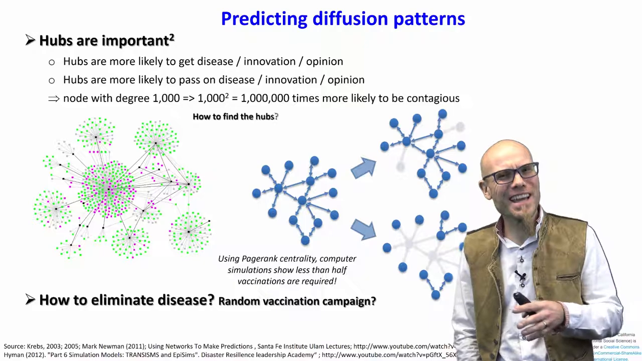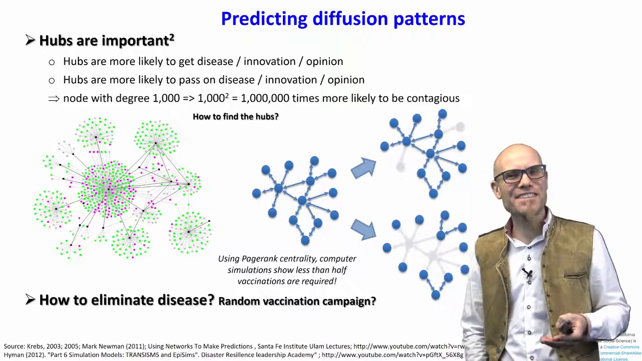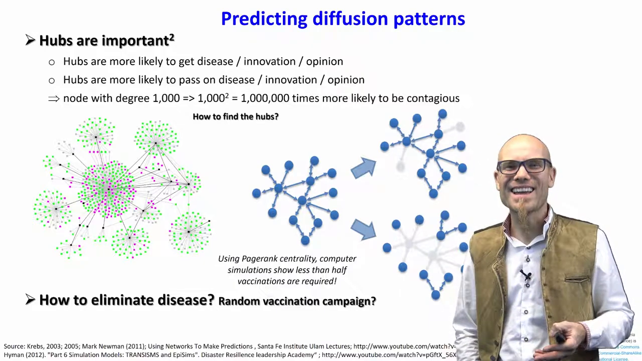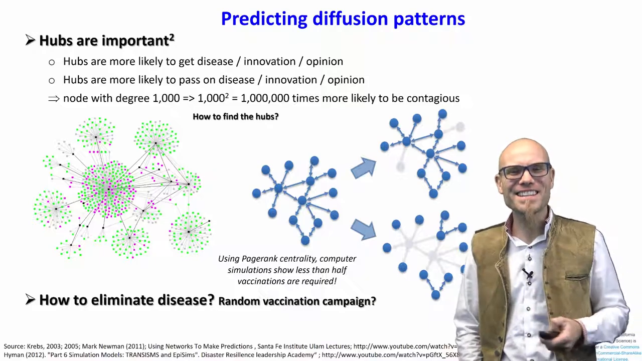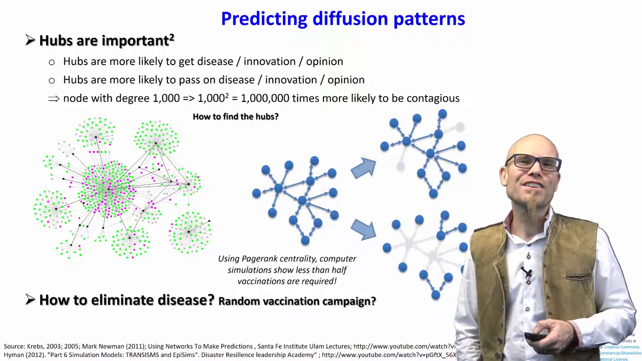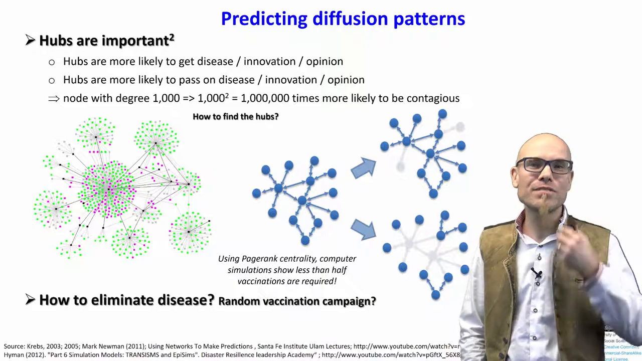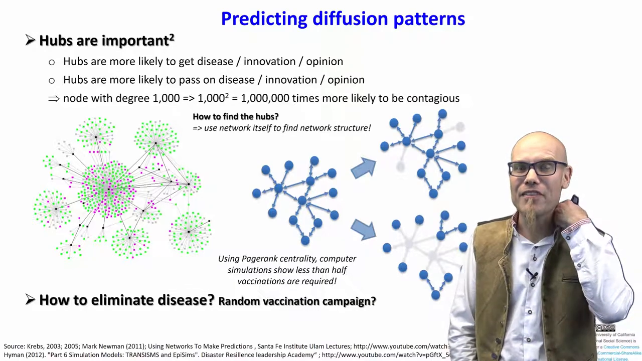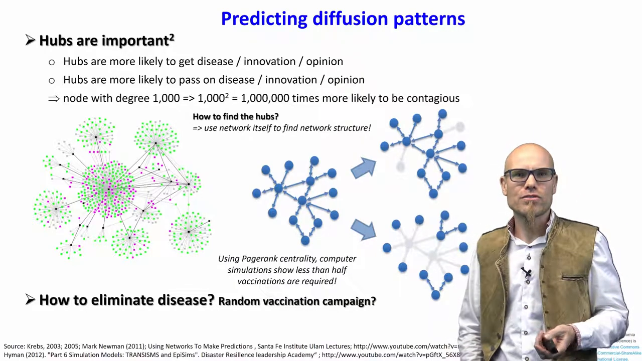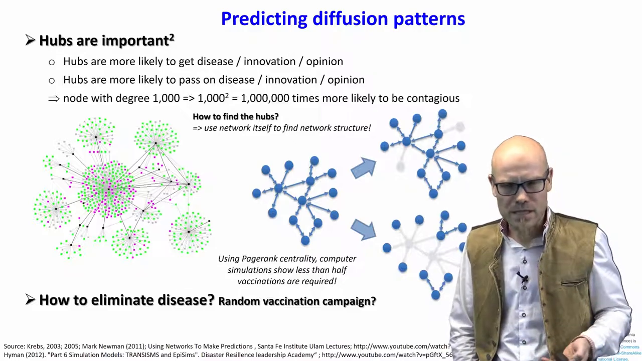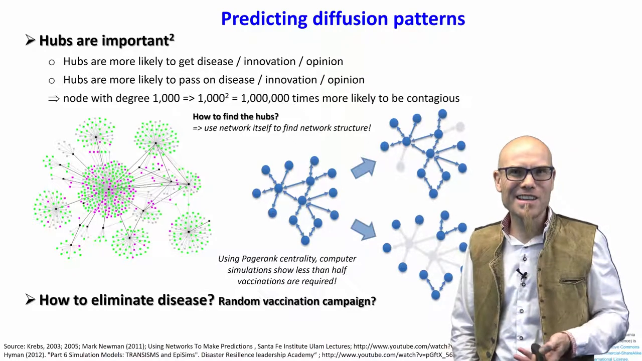But when I looked into this issue, I found another way that people are actually doing this when they vaccinate people. And that's a very ingenious, very creative way. You find these hubs basically by making use of the network itself to find the network structure. Well, as logical as it sounds, how is that done in practice?